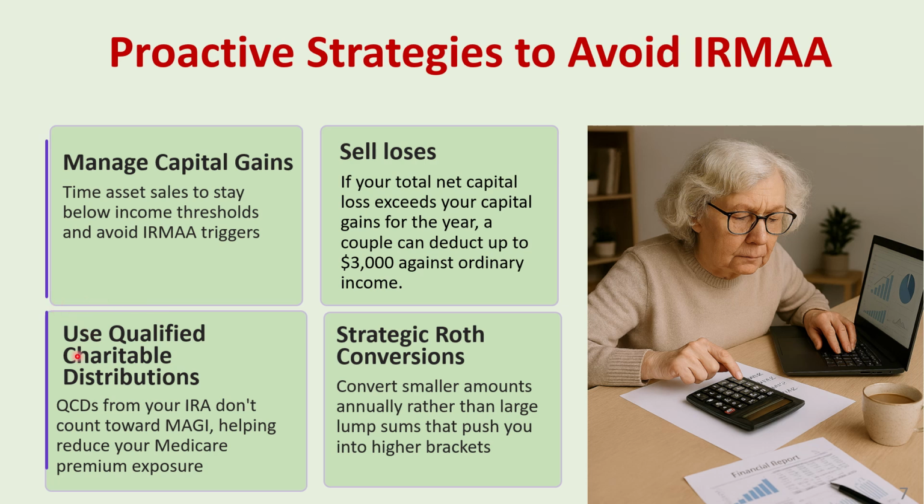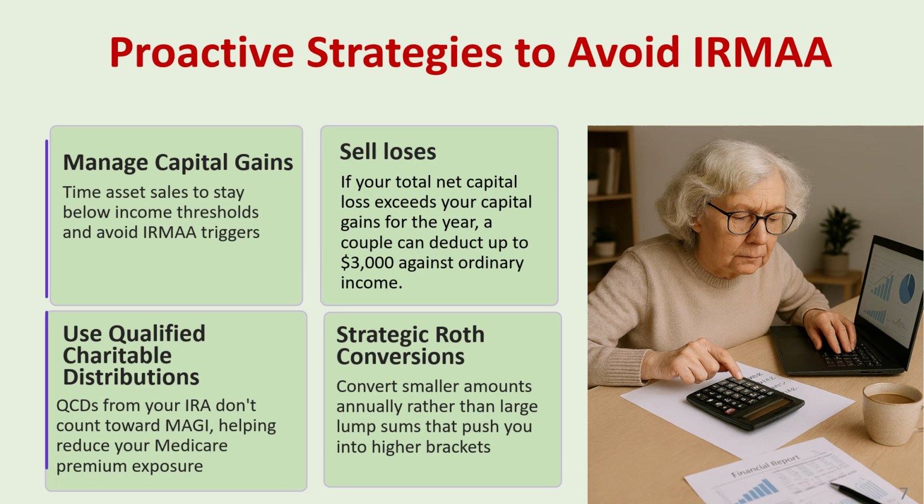You can also do, if you're over 70 and a half, qualified charitable distributions, or QCDs. It's a direct transfer from your IRA to a qualified charity. This money is excluded from your AGI, adjusted gross income. Therefore, it lowers your income. This is an effective tool to reduce your MAGI and potentially avoid IRMAA. QCDs can count as your RMDs.